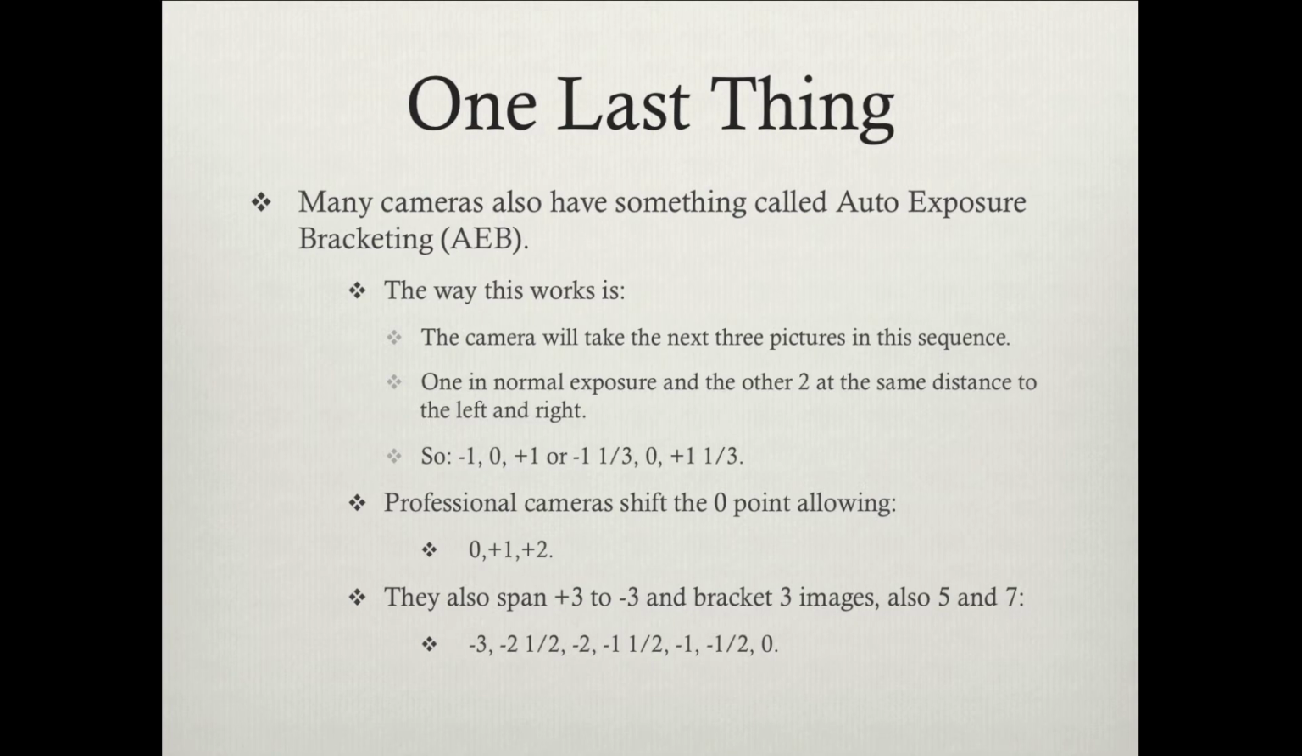And then some cameras have an even more powerful feature, which is they go from +3 to -3, and they can bracket 3 images, but they can also bracket 5 or even 7 images. So, in this case, they put the center point at -1.5, and they end up having -3, -2.5, -2, -1.5, -1, -0.5, 0.